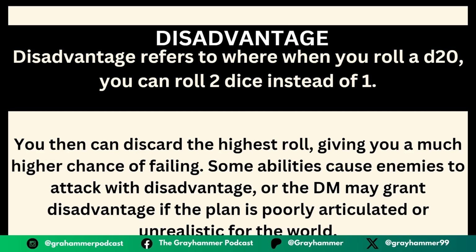But disadvantage. Disadvantage refers to where you roll a d20 and can roll 2 dice instead of 1. You then discard the highest roll, giving you a much higher chance of failing. Some abilities cause enemies to attack with disadvantage, or the DM may grant disadvantage if the plan is poorly articulated or unrealistic for the world.